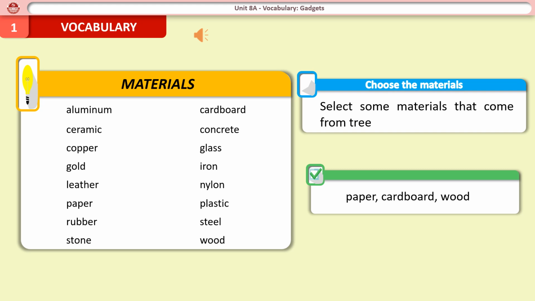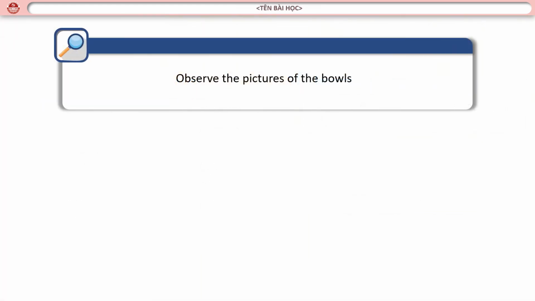Alright, now I will give you a small game to test your memory a little bit. Do you remember the bowls in the previous slide that I showed you? So try to remember what are their materials. There are three different materials there. So what are they?